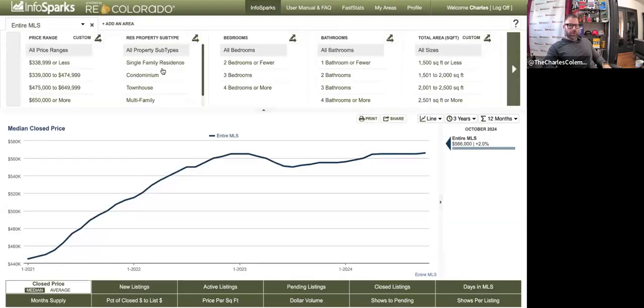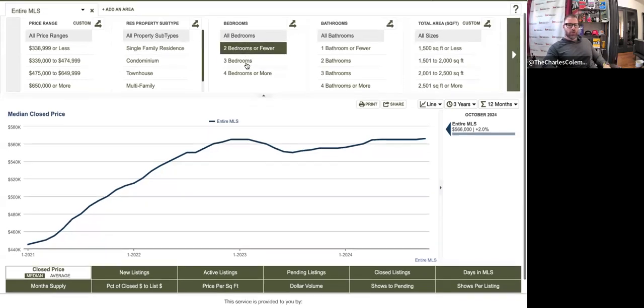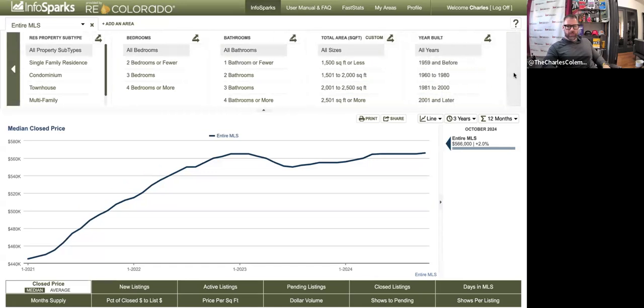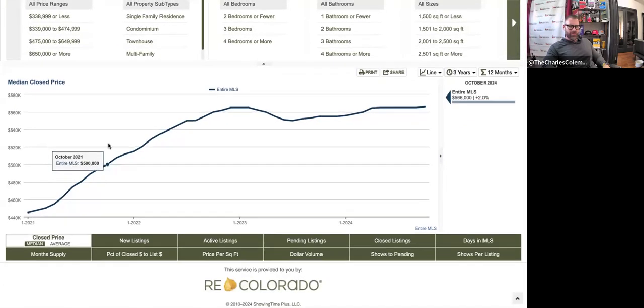We have residential property subtypes. So if you're like, you know what, I just want condominiums, townhouses, multifamily, all homes in the area, you can pull that information. Your bedroom count, bathroom count, and then square footage. And then we have this bar over here that we could actually do years.